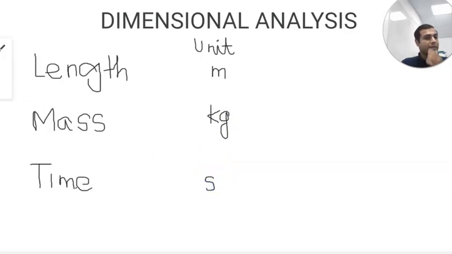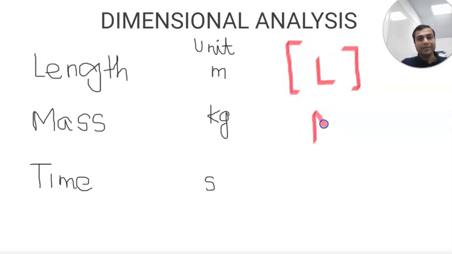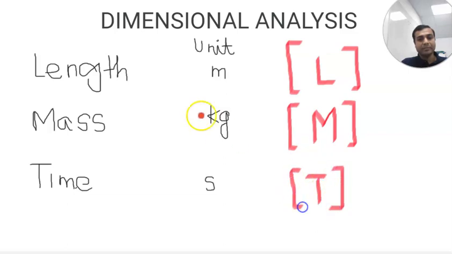When we discuss dimensional analysis, we need to label each quantity in the form of its dimension. Length is labeled as L with a square bracket. Mass is an uppercase M, not the lowercase, uppercase M. And time is an uppercase T.